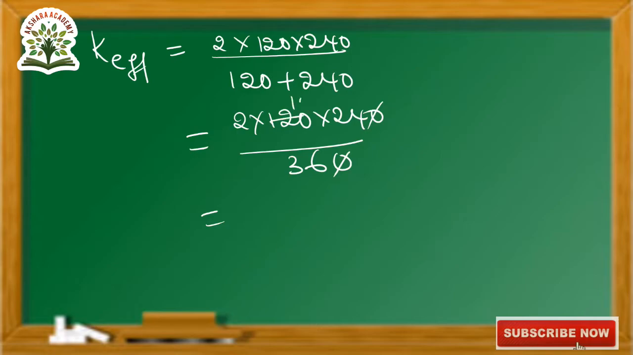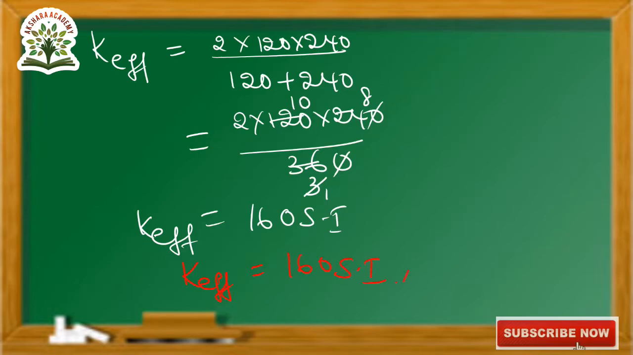12 10s are 12, 3 1s are 3. Again here we are cancelling: 3 1s are 3, 3 8s are 24. So the final answer is 2 into 10, 20, 20 into 8, 160 SI units. So K effective, the thermal conductivity when they are in series, is equals to 160 SI. Okay, this is the final answer.